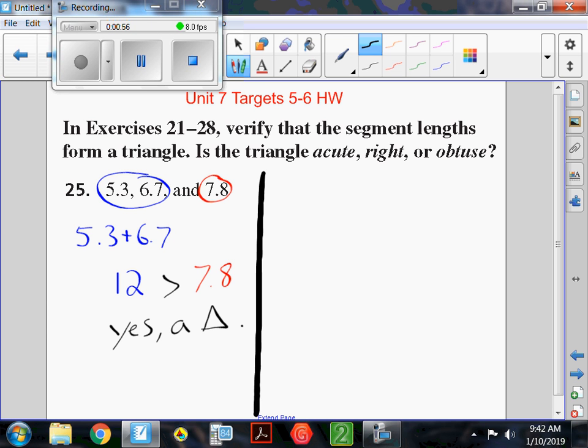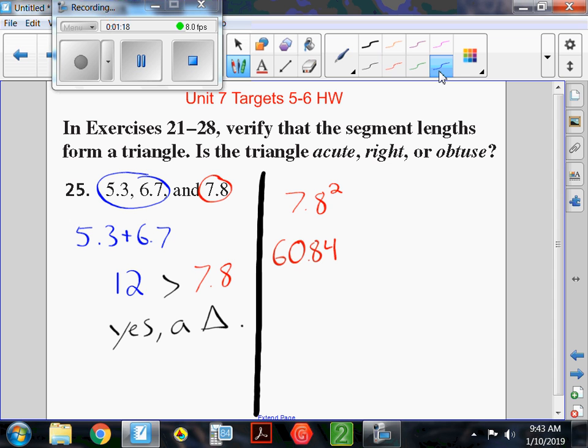If a squared plus b squared does not equal c squared, then I don't have a right triangle, which would be the inverse of the converse or the contrapositive. Either way, I'm going to get started with 7.8 squared, so the c value squared. 7.8 squared, the largest value squared, is 60.84.